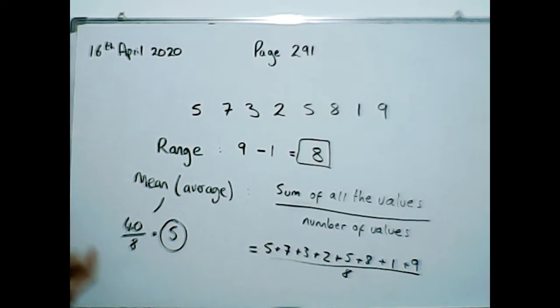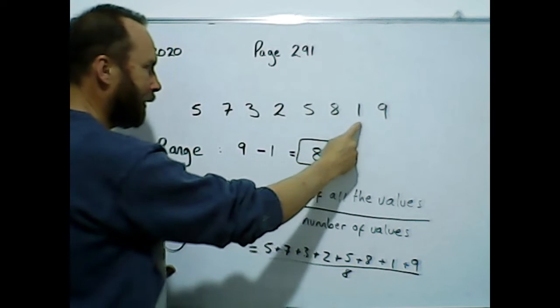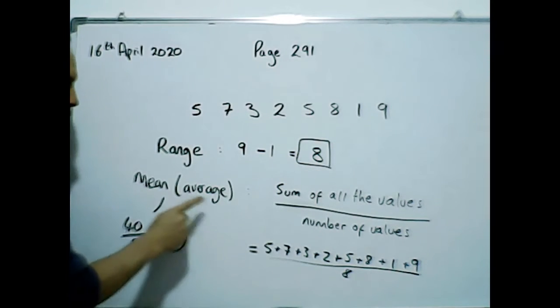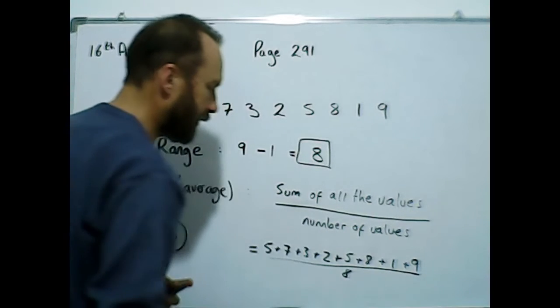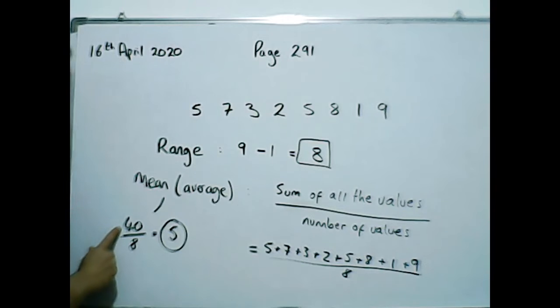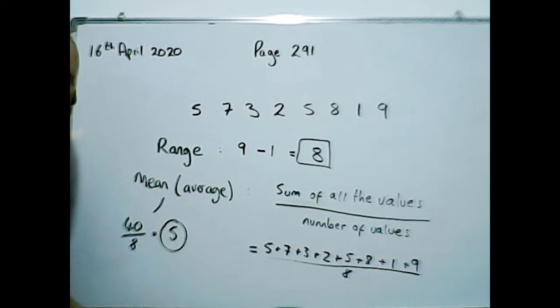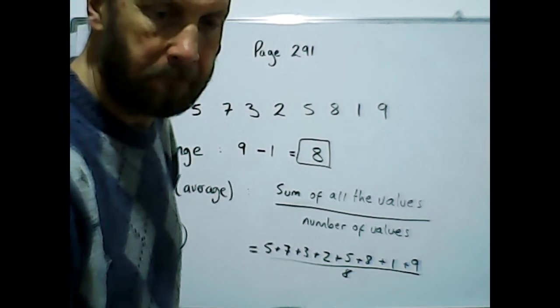So we've got two values. The range is the difference between the largest value and the smallest value. In this case, it's 8. The mean, the average, is the sum of all the values divided by the number of values. In our case here, it's 40. The number of values is 8. 40 divided by 8 equals 5.